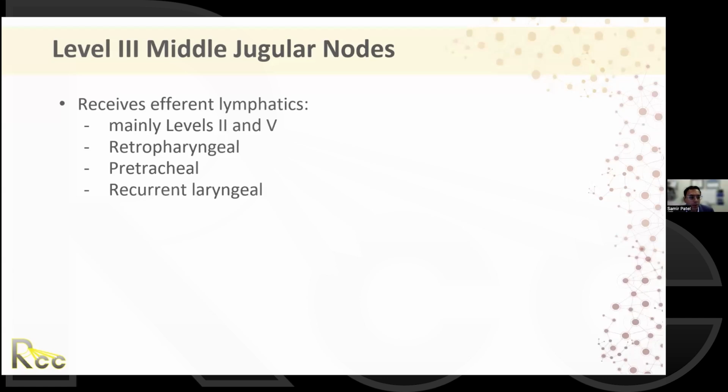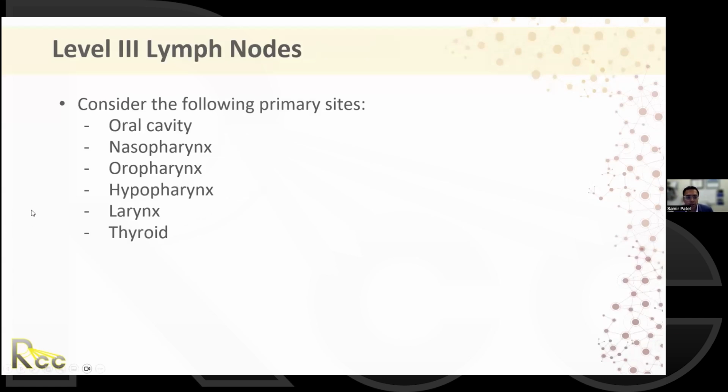So level 3, the middle jugular lymph nodes, receive lymphatics from levels 2 and 5, retropharyngeal, pretracheal, and recurrent laryngeal. As I had mentioned earlier, frequently when we are treating tumors of the oral cavity, nasopharynx, oropharynx, hypopharynx, larynx, and thyroid, we are considering contouring levels 3 and 4.